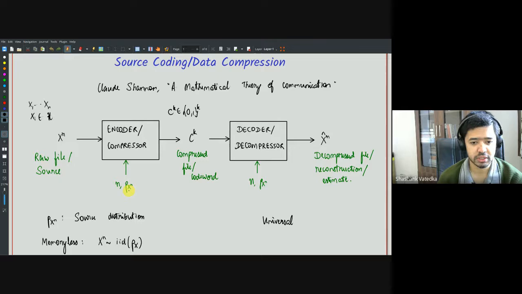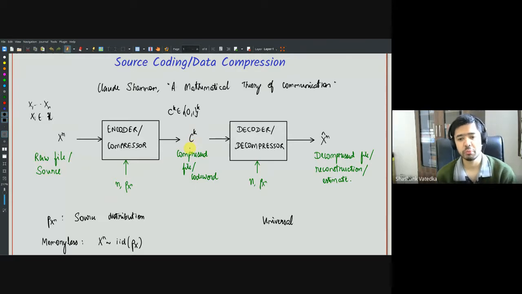And another assumption that we will make is that both the encoder or the compressor and the decoder or the decompressor know this distribution of X^n. So the source statistics are known both at the encoder and the decoder. And in addition, we'll make the assumption that both the encoder and the decoder know the size of the source sequence, n. So this is always available as side information to both. Now, in practical systems, of course, this is not known exactly, but there are ways to encode this as part of the compressed file itself.